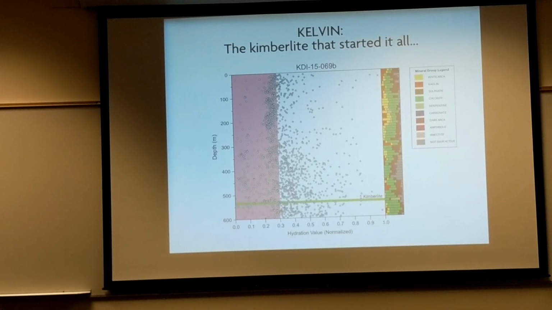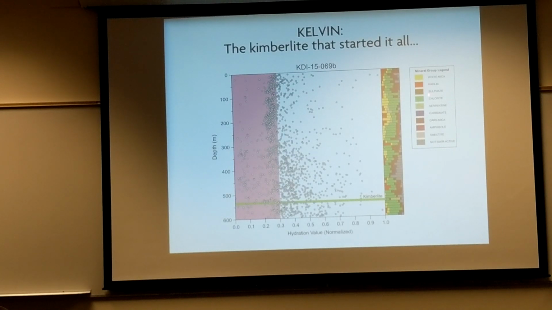This was done with Aurora, and they've been a big supporter of this. What you have here is all these dots, which are the hydration values. You've got dots all over, but what you want to see is where the main trends are, where the bulk of the data is plotting.